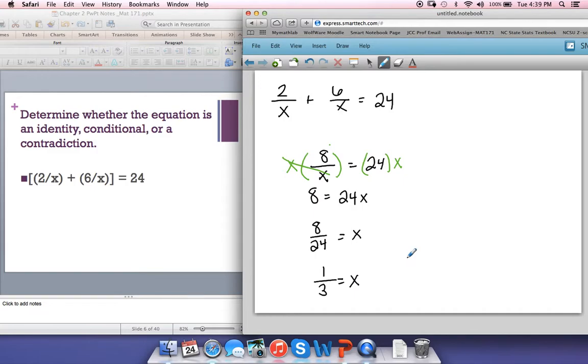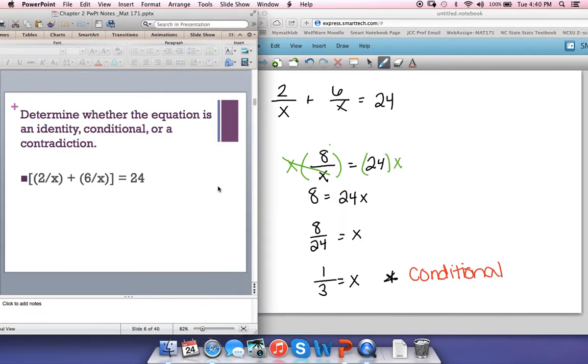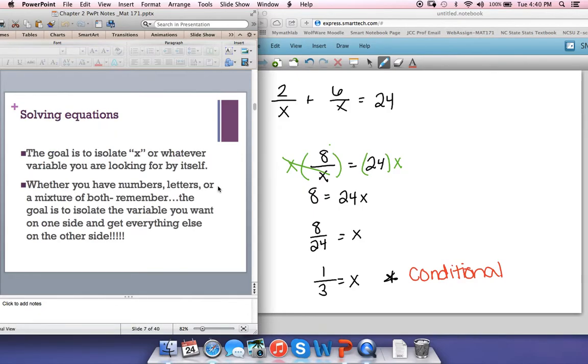X equals 1/3. Now notice this time we have a value for x. X equals a particular number. That means this is a conditional equation. So yes, it's going to work as long as x is 1/3. But if it's any other number, it's not going to work. So it works sometimes, but not all the time. You kind of get an idea of what we're talking about here. So any equation can be identified as an identity, conditional, or contradiction.